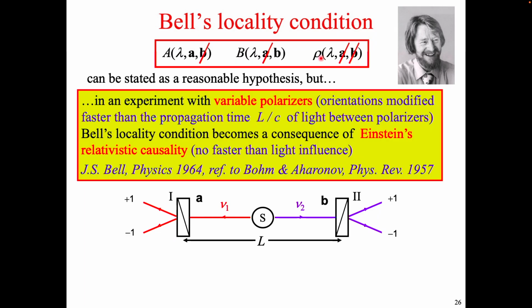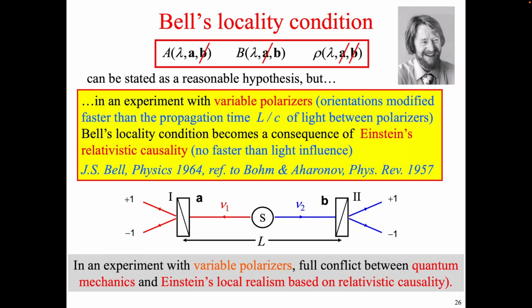All that makes sense, but what Bell emphasizes in the conclusion of his paper, and this sentence changed my life, because when I read that, I said, this is what I want to do. Bell says, if you could change the orientation of the polarizers while the photons are in flight, then the locality condition would no longer be a reasonable hypothesis. It would become a consequence of relativistic causality. That's it.